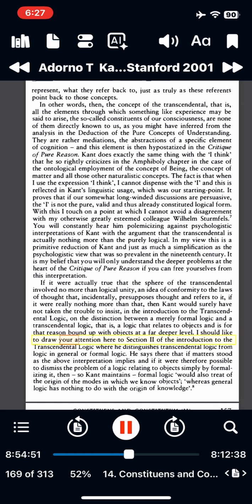I should like to draw your attention here to section 2 of the introduction to the transcendental logic, where he distinguishes transcendental logic from logic in general or formal logic. He says there that if matters stood as the above interpretation implies, and if it were therefore possible to dismiss the problem of a logic relating to objects simply by formalizing it, then, so Kant maintains, formal logic would also treat of the origin of the modes in which we know objects. Whereas general logic has nothing to do with the origin of knowledge.